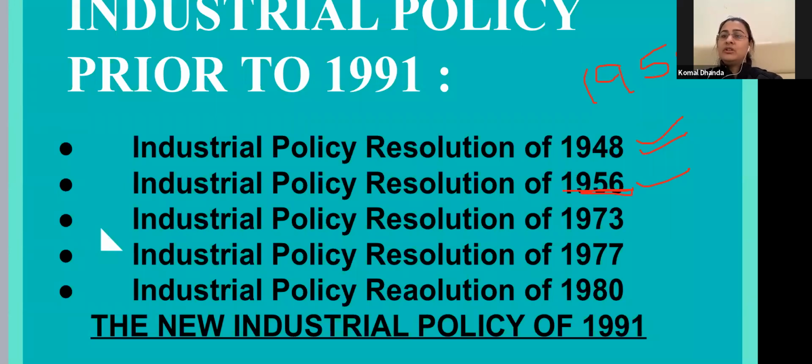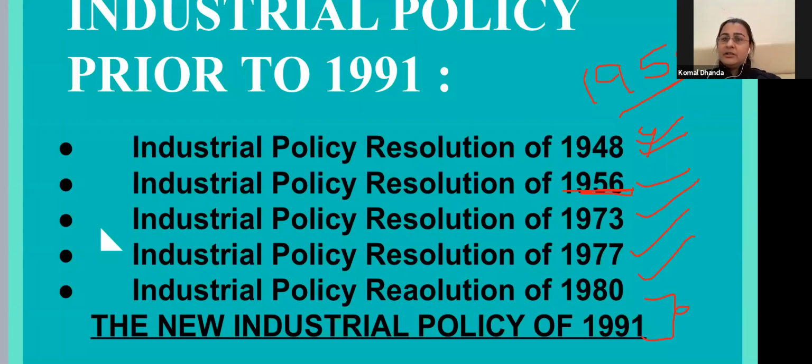Because the constitution was formed after 1948. So the first policy which got passed through parliament was 1956, not 1948. But the first policy which was formed was 1948, right? Is that clear? After that, there was the industrial policy resolution of 1973, then 77, then in 80 also. But the most important, which attracts our attention, is 1991.